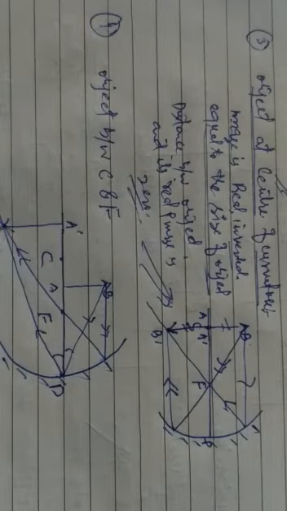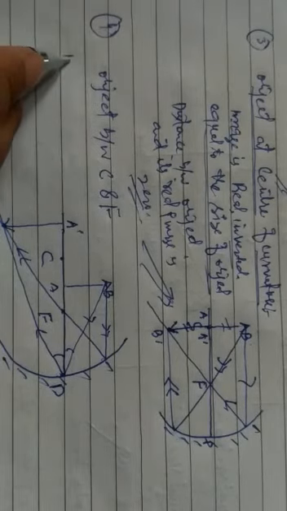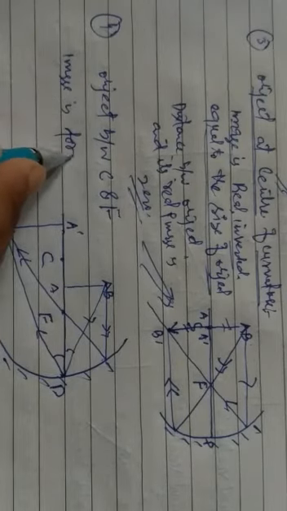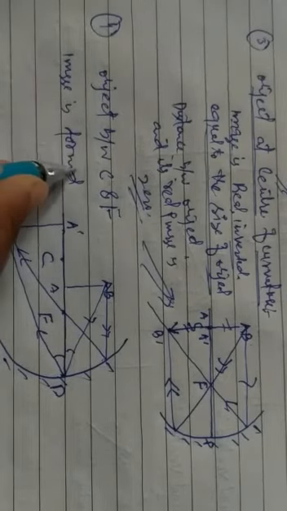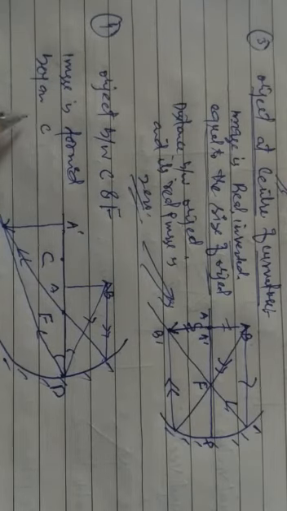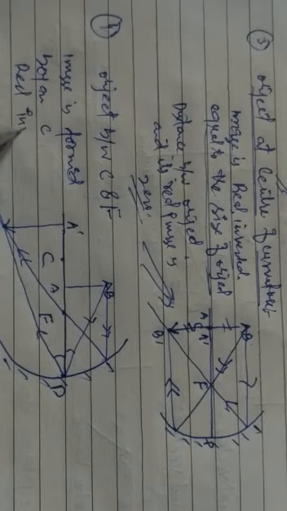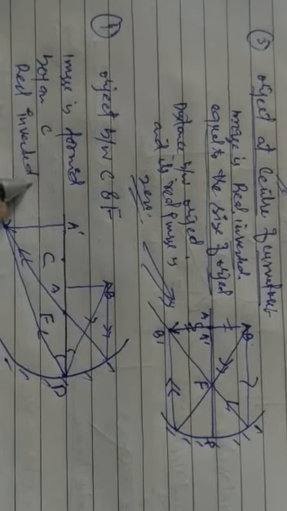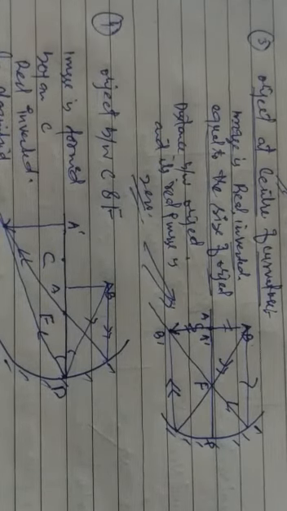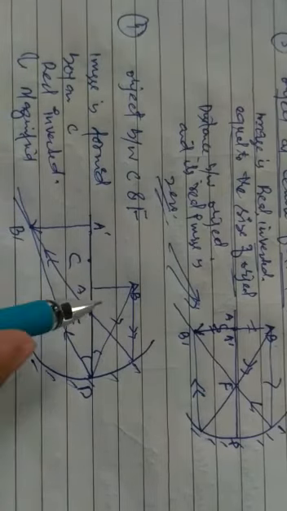Now in this case, what happened? The image is formed beyond C, real, inverted, and magnified. Now it is magnified, that is, bigger than the size of the object AB.